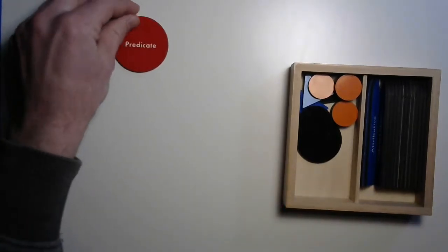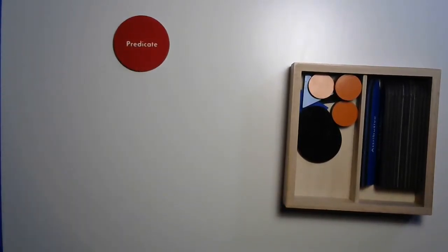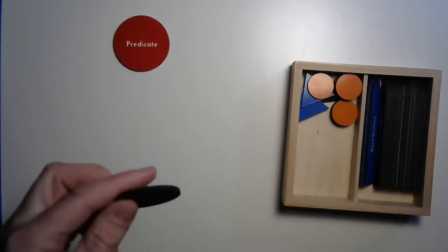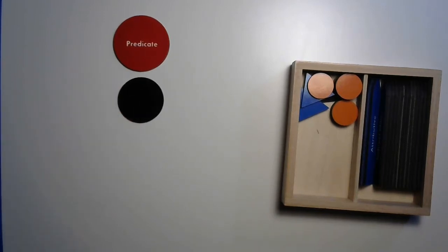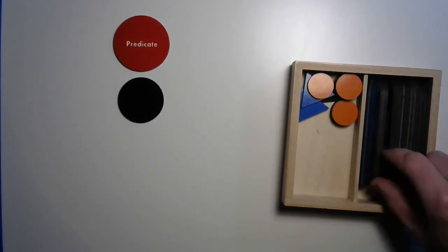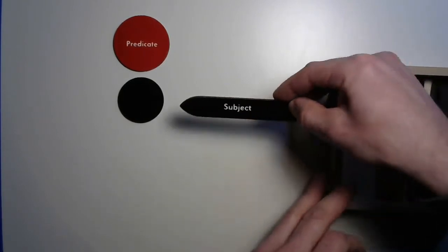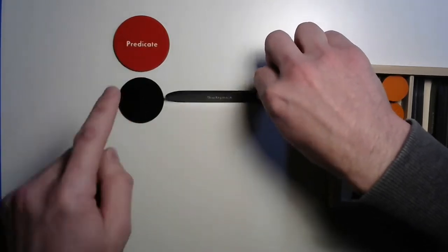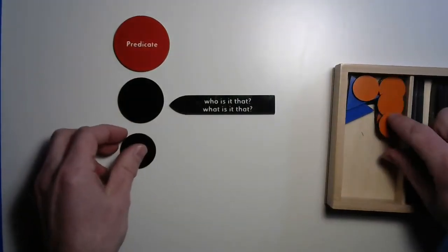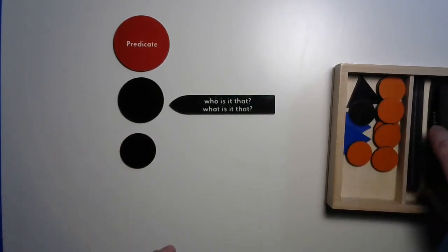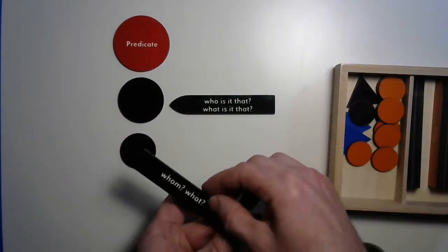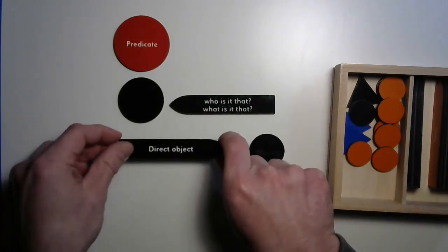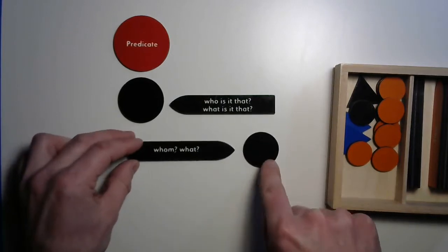We have the predicate, the focus of our sentence. This is telling us about the action in our sentence. Oh, here we are with the subject. And there's an arrow that goes to that as well. Remember that the subject asks the question, who is it that, or what is it that did this action? And here is our direct object. The direct object answers the whom or what question, and very often is what receives the action directly.